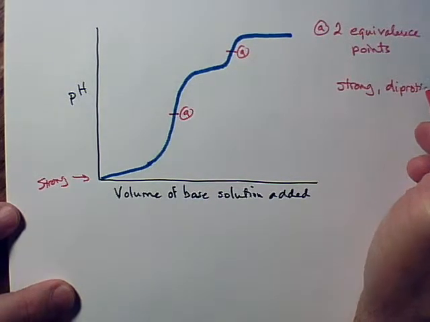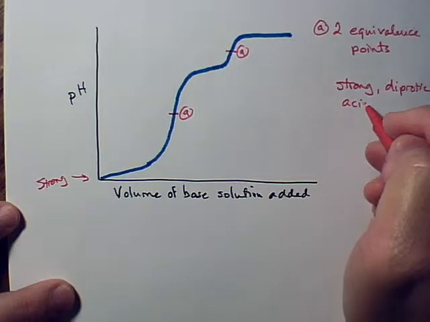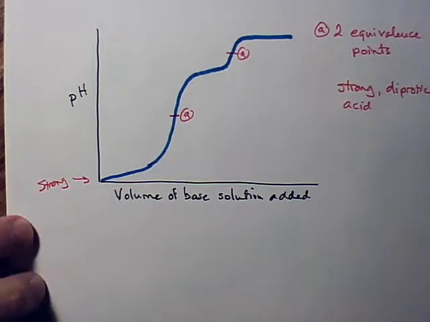diprotic. Is that a circle? I mean, an A with a circle? Yep. Or is that an X? A with a circle around it. Okay. Why you guys get smart?